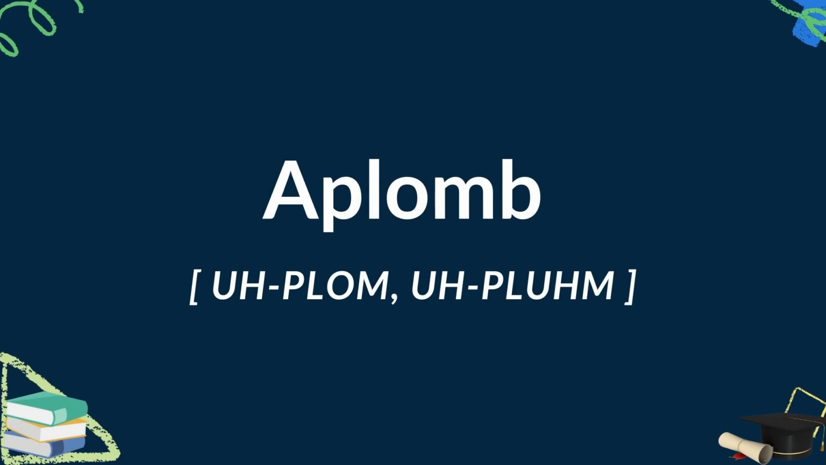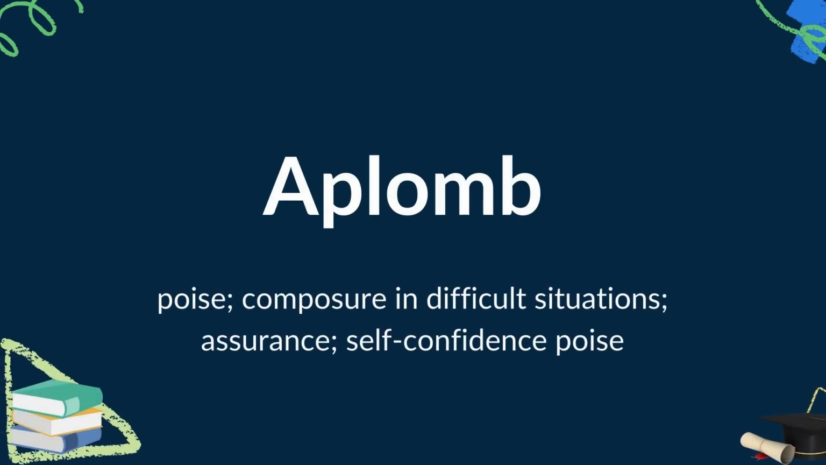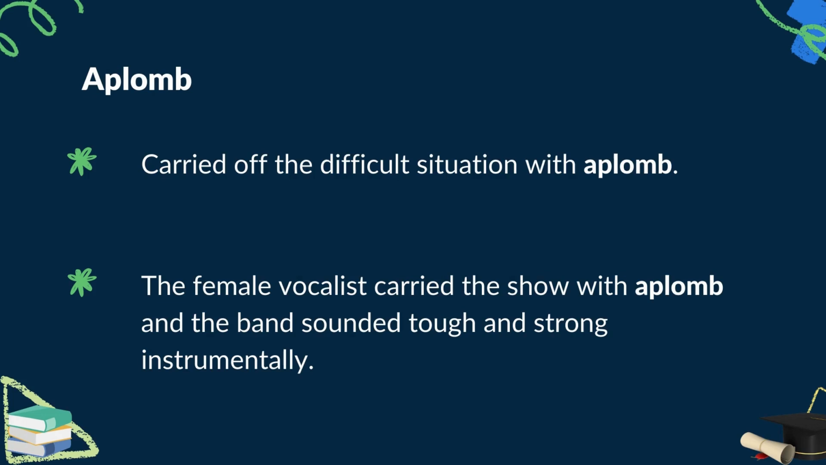The next word is aplomb. A-P-L-O-M-B. Aplomb. Aplomb means poise, composure in difficult situations, assurance, self-confidence. Poise. Here are some ways you can use the word in a sentence. 1. Carried off the difficult situation with aplomb. 2. The female vocalist carried the show with aplomb and the band sounded tough and strong instrumentally.